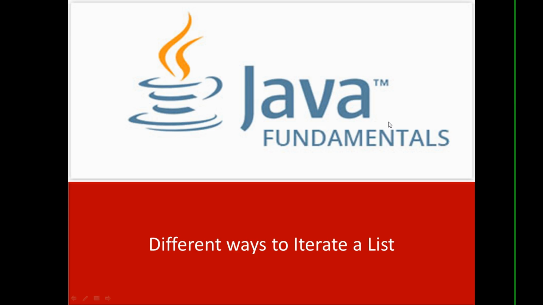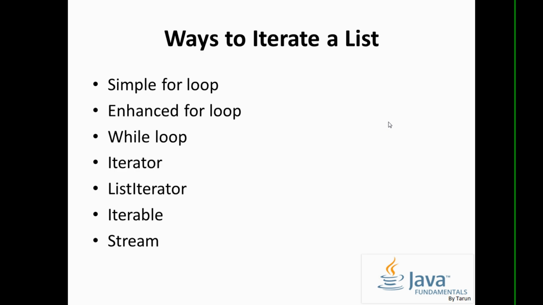In this tutorial, I am going to tell you different ways to iterate a list. There are several ways to iterate a list. I have listed some of them: simple for loop, enhanced for loop, while loop, iterator, list iterator, iterable, and stream.